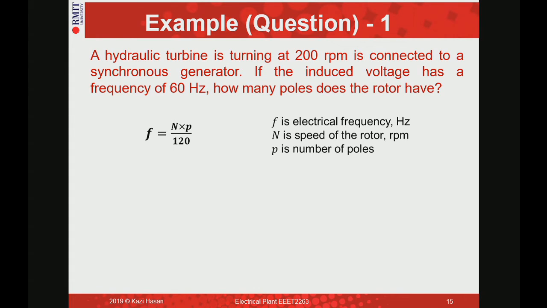So we know that frequency is NP over 120. If the speed is 200 RPM and the frequency is 60 Hz, then the number of poles you can get from this equation will be 36 poles or 18 pole pairs. So lower the speed, higher the number of poles.